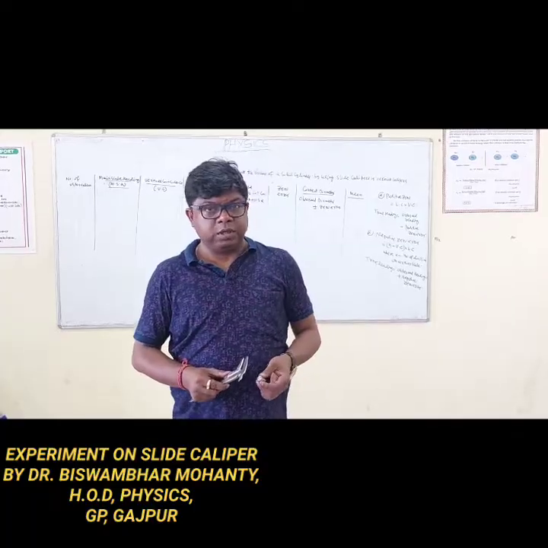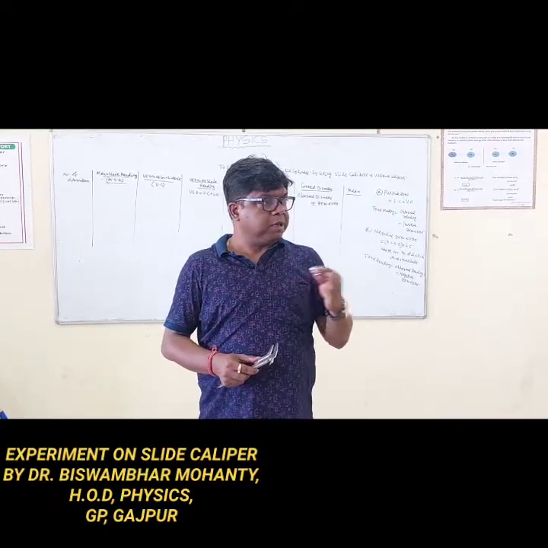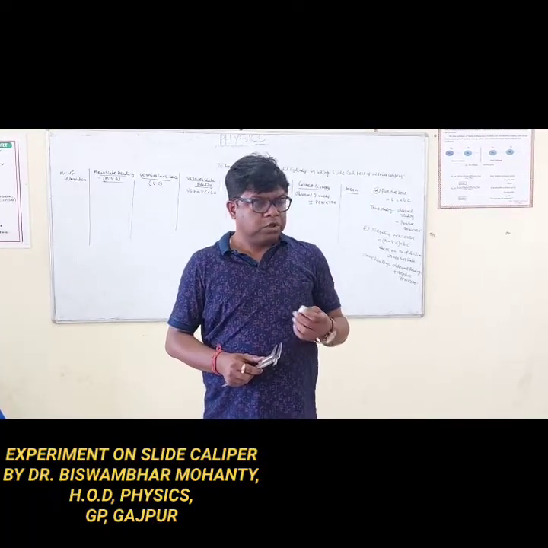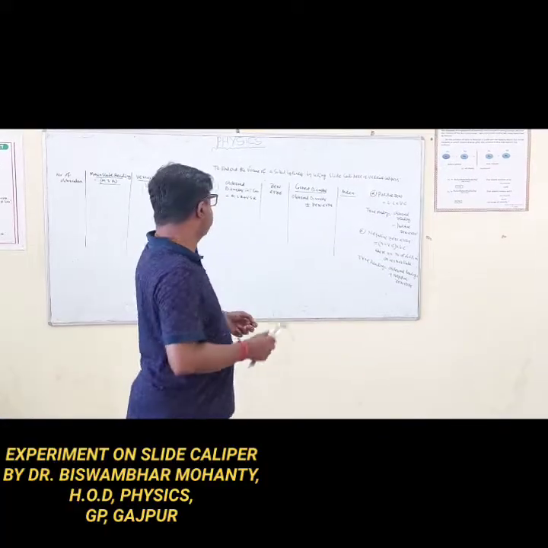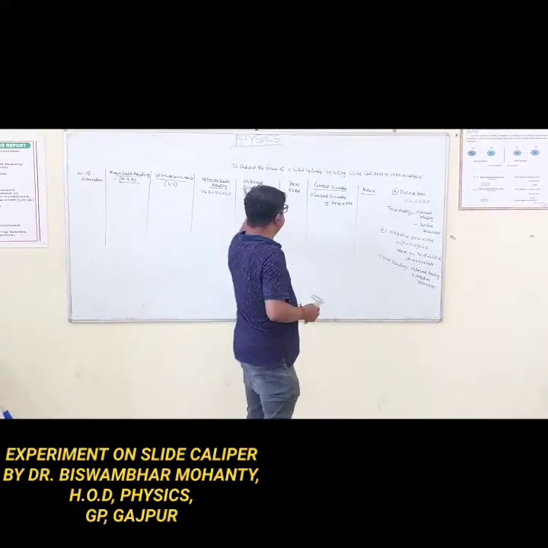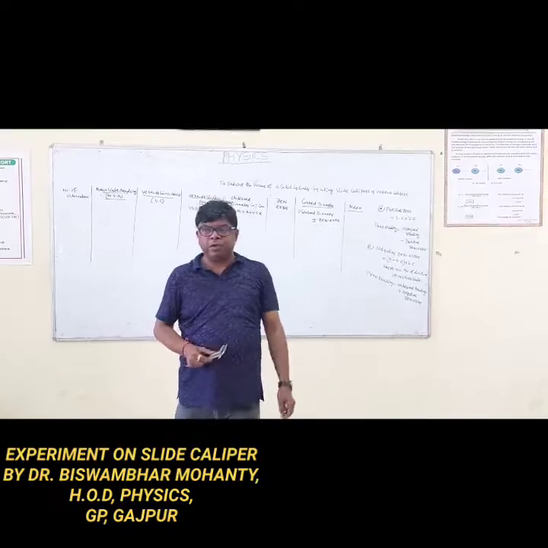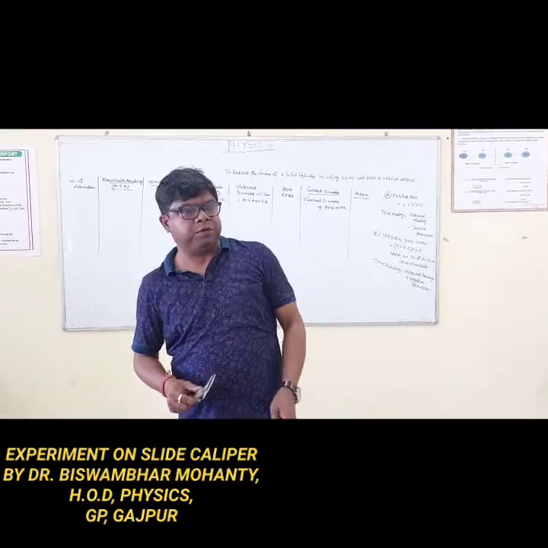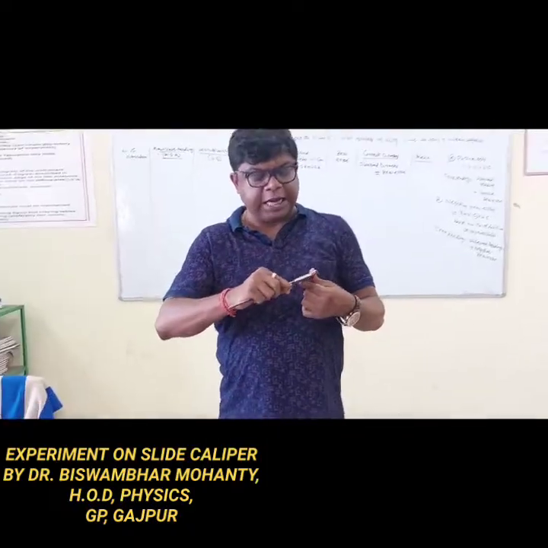Today we will discuss the experiment that is slide calipers, or the vernier caliper. The aim of the experiment is to find out the volume of a solid cylinder by using a vernier caliper or slide caliper. So this is the slide caliper.